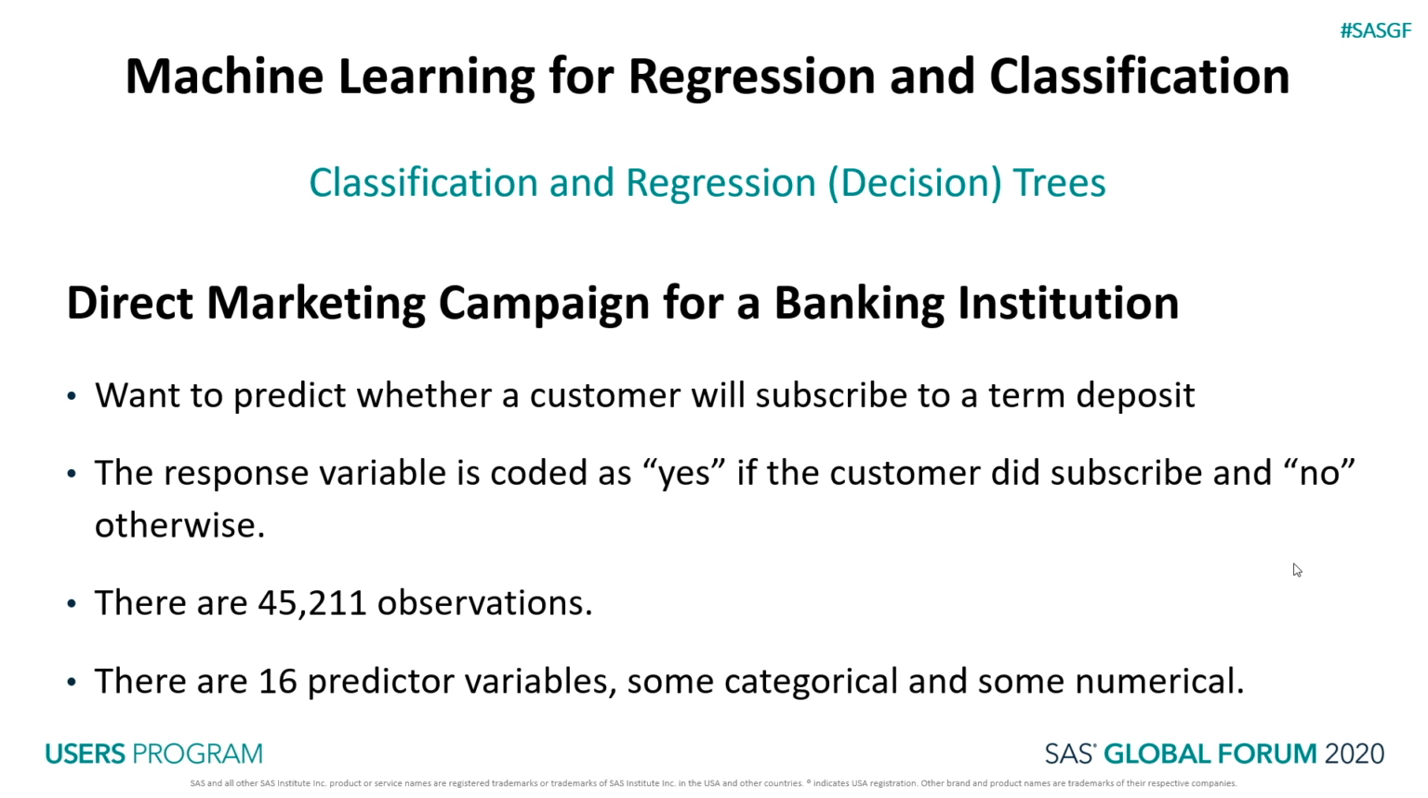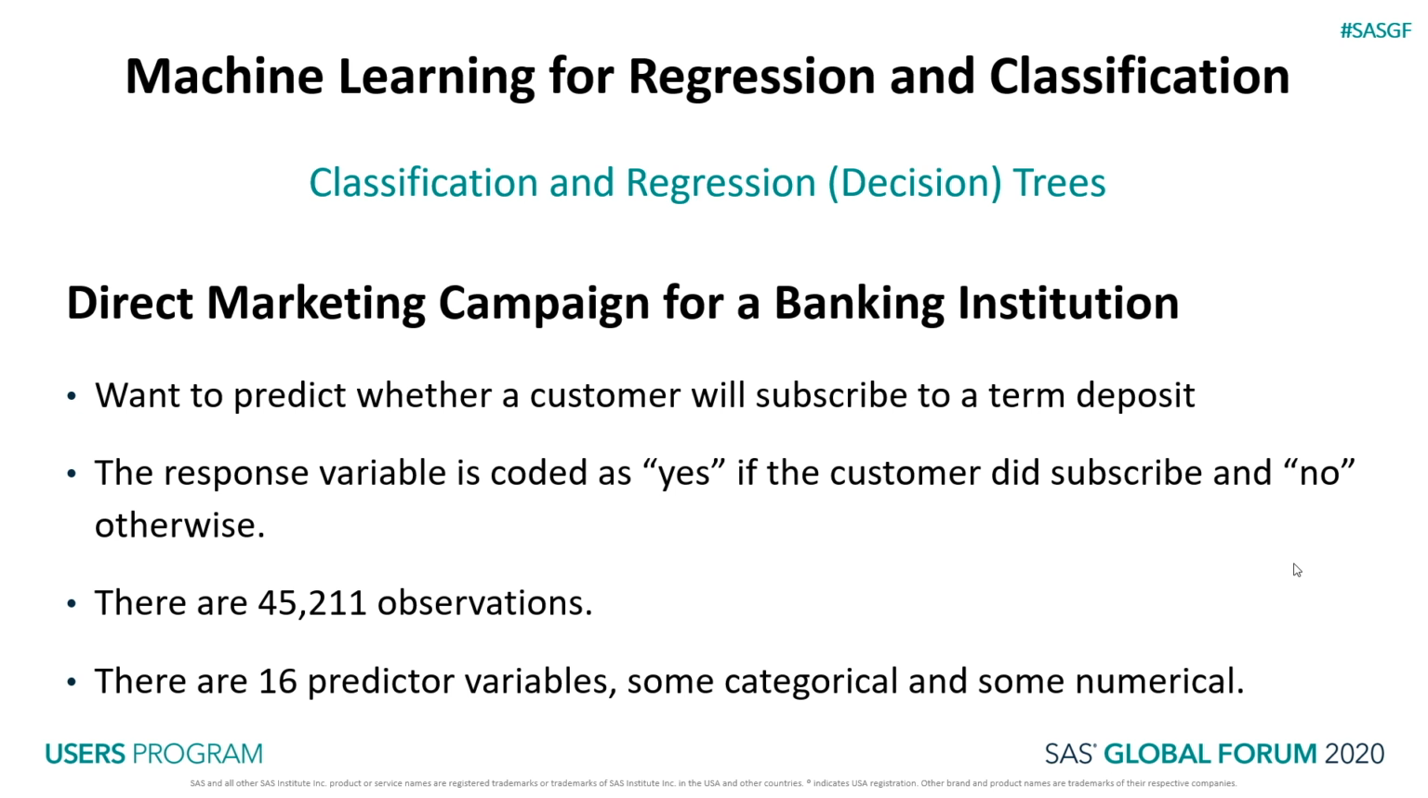There was a direct marketing campaign by a bank, and what they were trying to do was to encourage their customers to take out term deposits with them. The campaign was a mixture of direct contact via telephone calls, direct mail, and simply advertising on TV and other aspects. The response variable in this data set is coded as yes if the customer did subscribe to a term deposit, did make a term deposit, and no otherwise.